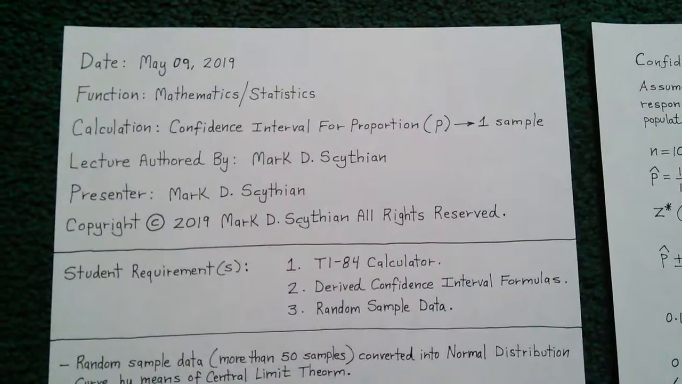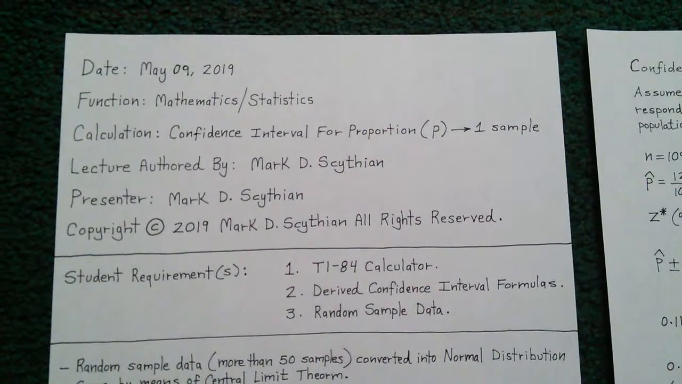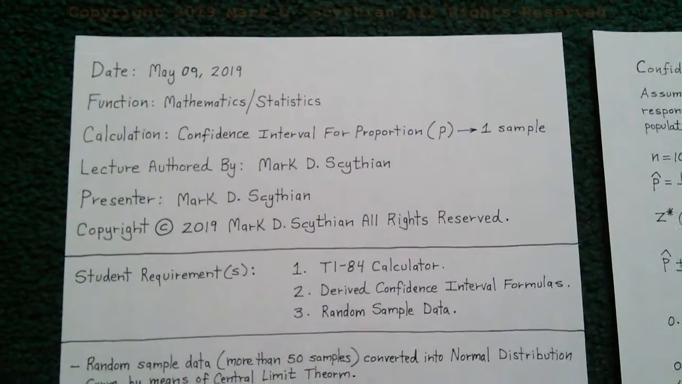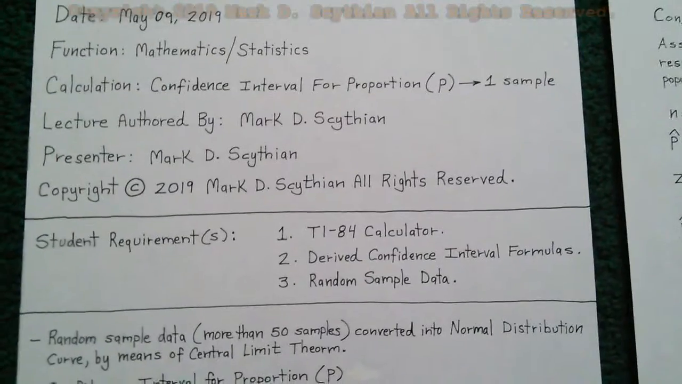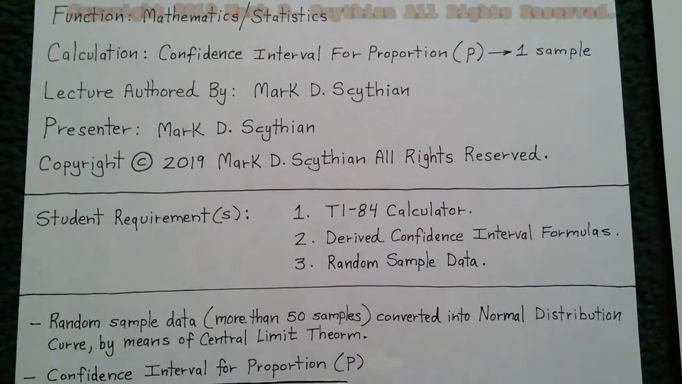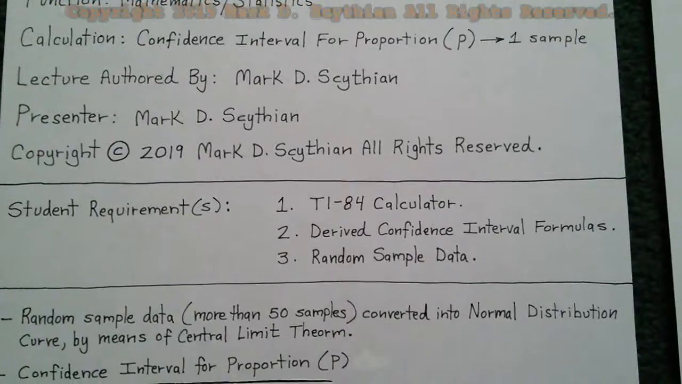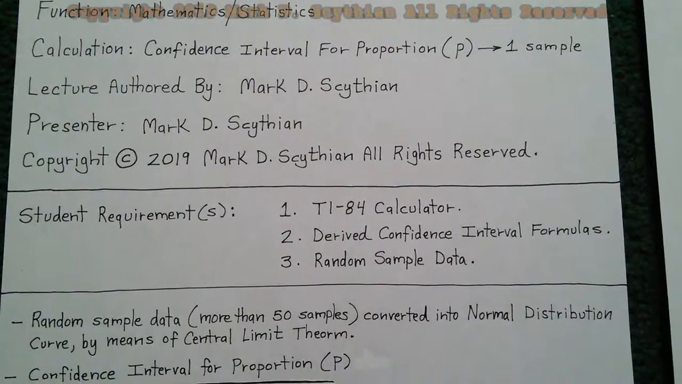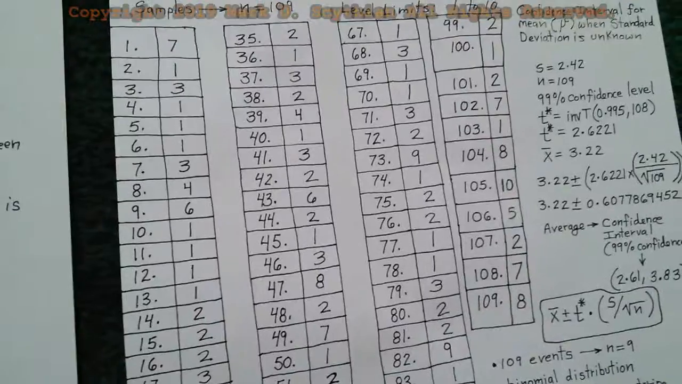The title of this video lecture is Calculating Confidence Intervals for Proportions. So this particular confidence interval calculation in statistical modeling will focus on proportions, or true proportion, using one sample. And again, just like the previous confidence interval video, which focused on true mean, you will need the TI-84 calculator, derive confidence interval formulas, and the random sample data, which we are going to retest, but instead we're going to test for proportions.